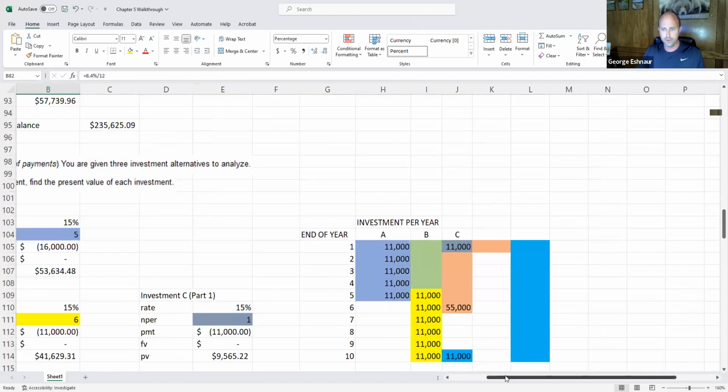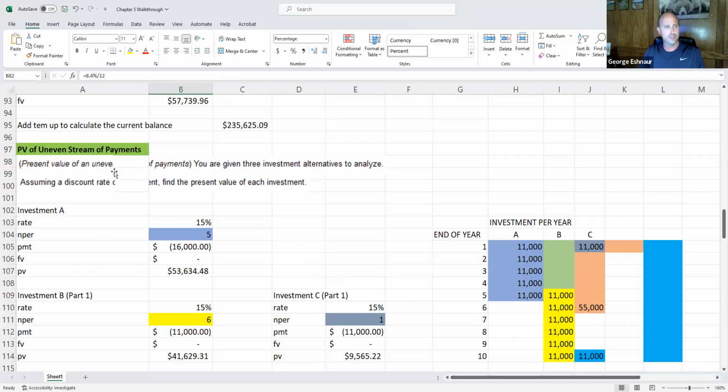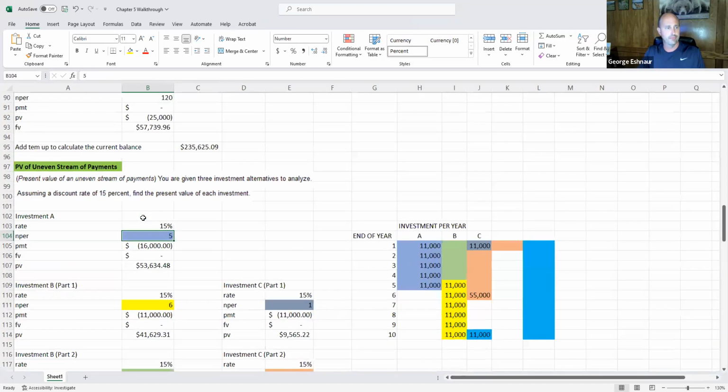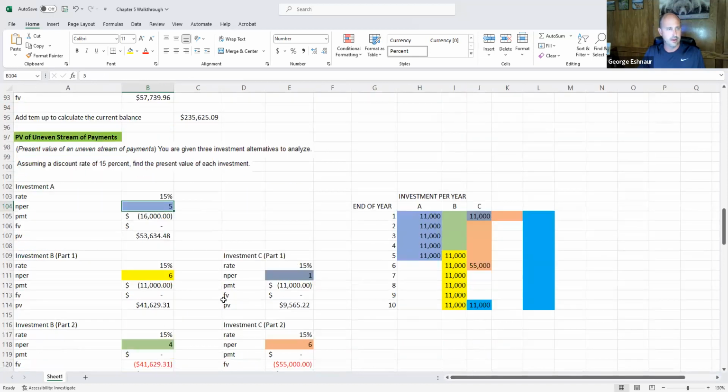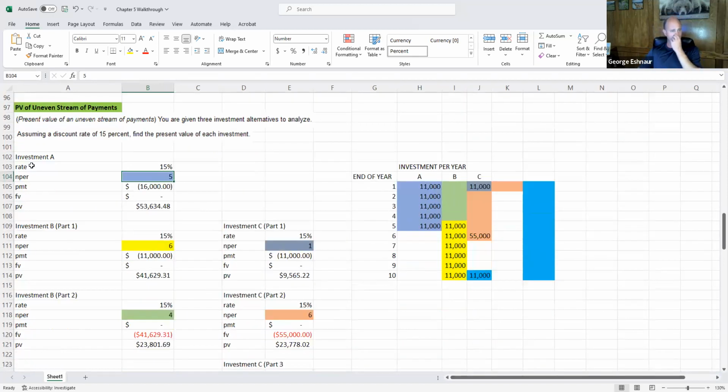Okay. So this one is a more challenging question. Okay, so I'm going to go through, and I've highlighted some colors. I'll go through those in just a minute. All right, so we have 3 different questions here. We have investment A right here, investment B, and investment C. Okay. This is assuming a 15% discount rate, find the present value of each. So what we have to do is discount back our cash flows over time to figure out our present value.